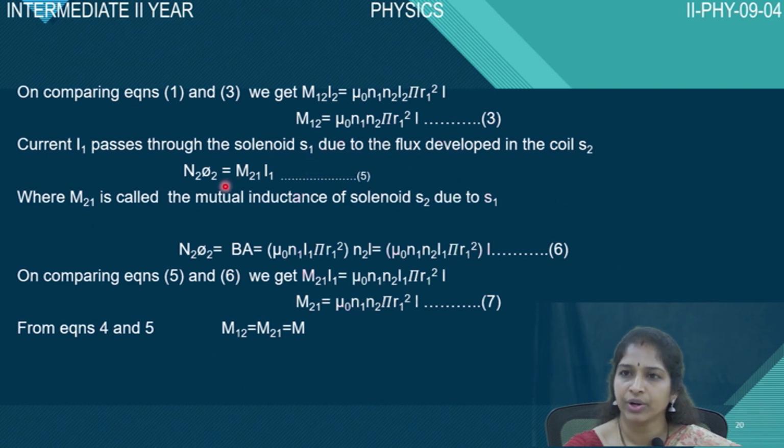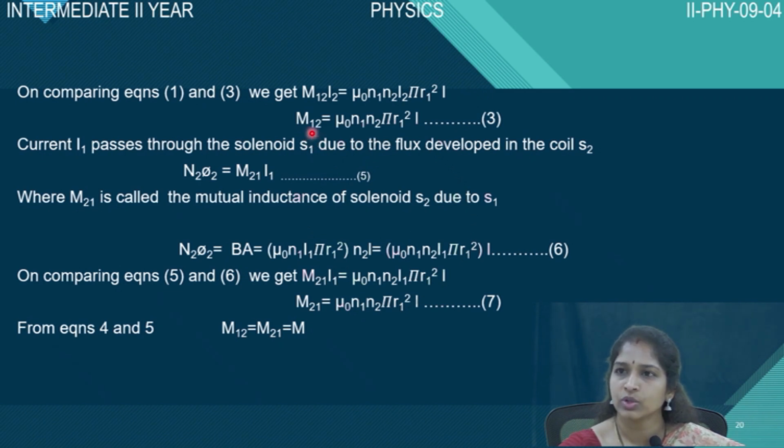In this equation we got N2 phi 2, and in the earlier equation also we got N2 phi 2. So on comparing equations 5 and 6, what can we write? M21 I1, substituting in place of N2 phi 2. So M21 I1 equals mu naught N1 N2 I1 pi R1 square L. Here I have I1 on this side and also on this side, so these two will get cancelled. After simplifying, M21, which is the mutual inductance of solenoid S2 due to S1, is mu naught N1 N2 pi R1 square L.